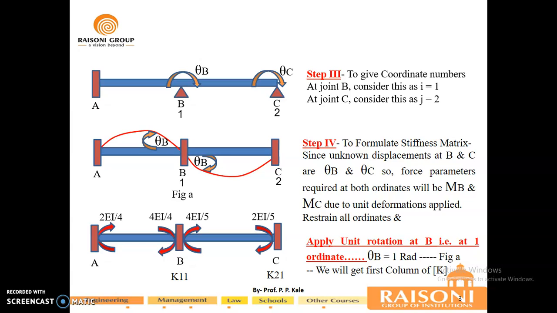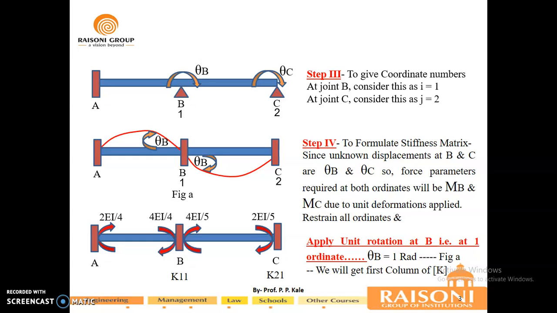Since these 4EI upon 4 and 4EI upon 5 are at support B, we have to treat it as the total stiffness moment present at that joint. So we have to add these, and that entire sum will represent the k11 element. Similarly, for the k21 element we look at the force parameter generated at the second point when we have applied unit rotation at the first point. So 2EI upon 5, as L is 5 for this BC span, will be our k21 element.